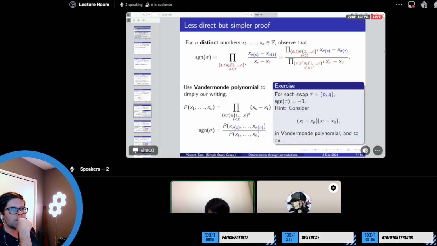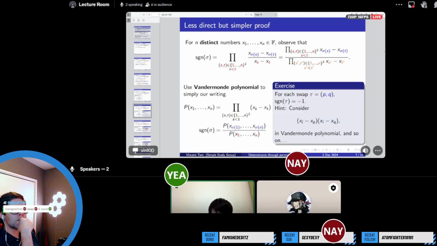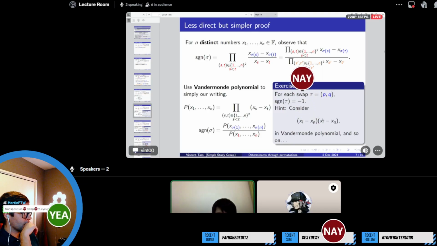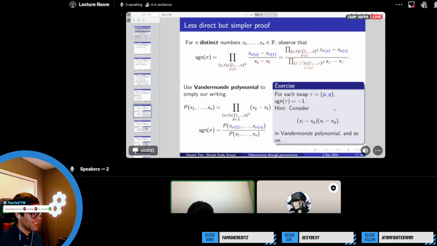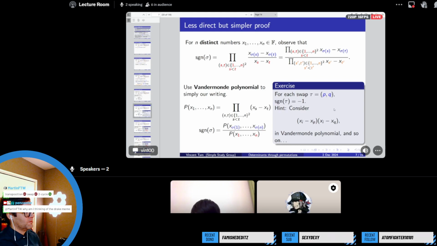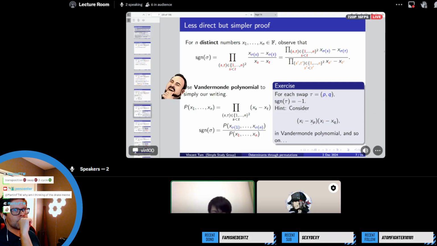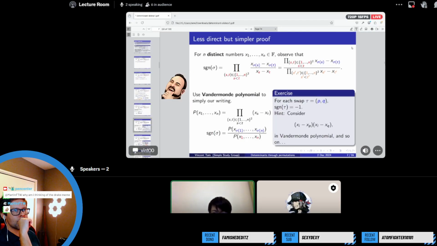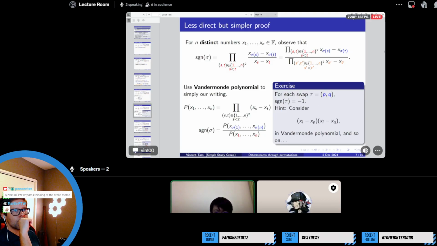So here there's a little hint, and then you can consider if you swap P and Q, and then you can consider these terms xi minus xp multiplied by xi minus xq in this Vandermonde polynomial, and then you see that after you swap them, and then here I is any index that is not equal to P and Q. Sorry, I didn't mark that.